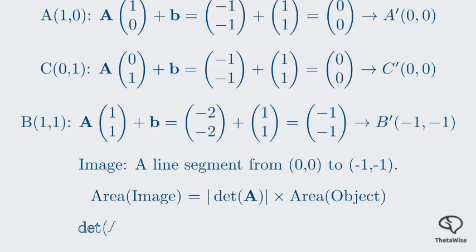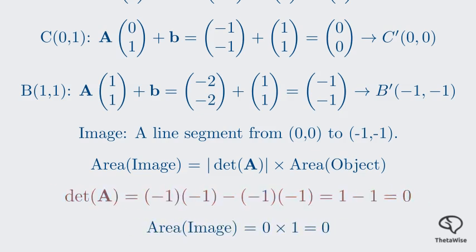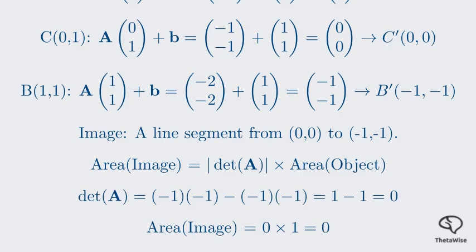To find the area of this image, we use the determinant. The determinant of matrix A is 1 times 1 minus 1 times 1, which is 1 minus 1, or 0. A determinant of 0 indicates that a shape's area collapses to nothing. Therefore, the area of the image is 0, which is consistent with the image being a line. The determinant 0 is a critical indicator of this collapse.